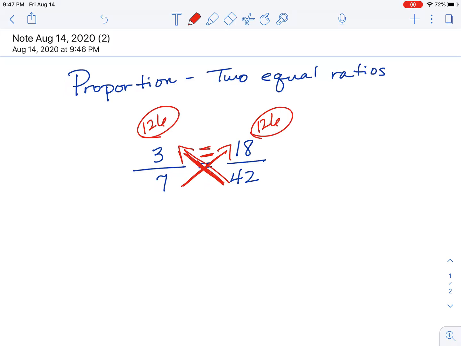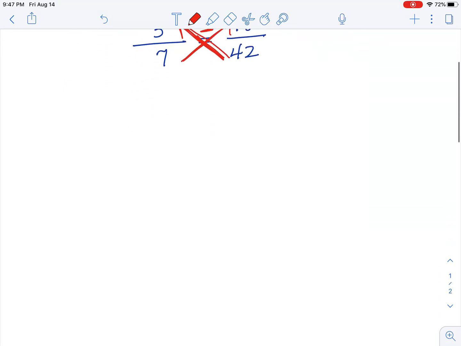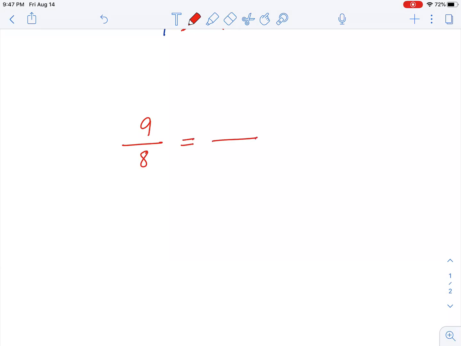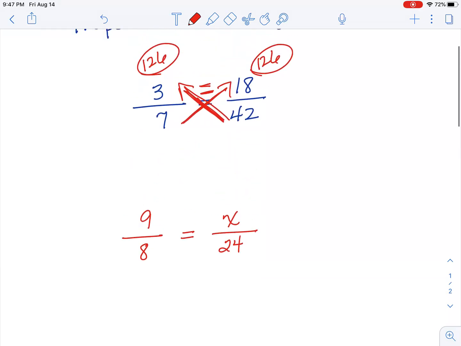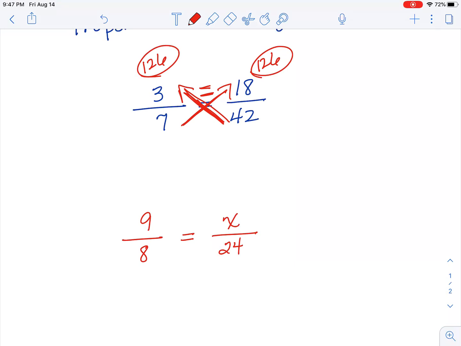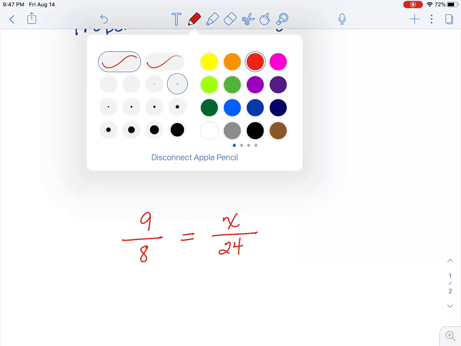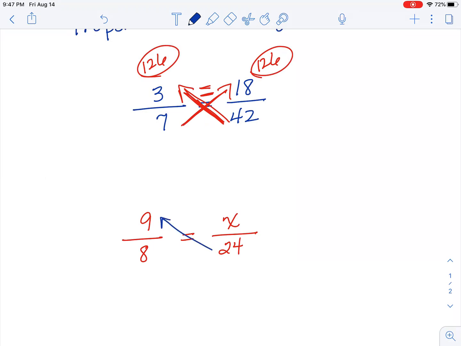Now, remember, you can use this fact in finding missing numbers. So like if you had a ratio of 9 to 8 is equal to x over 24. Knowing that when I cross multiply, I have to get the same thing is going to help me find that missing number. So we're going to multiply across the two numbers we do know. We know 9 times 24, and that's 216. So I know when I multiply across this way, I've also got to get 216 because these two are equal.